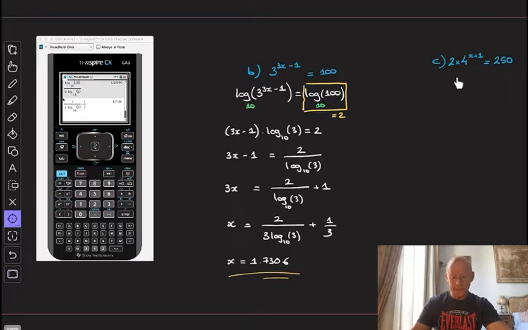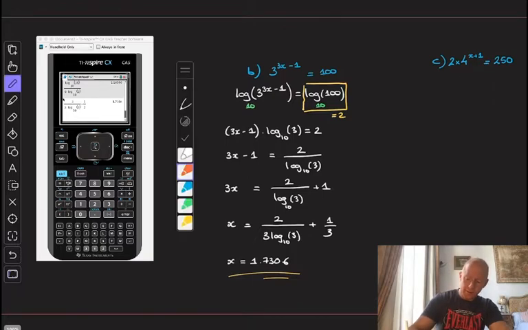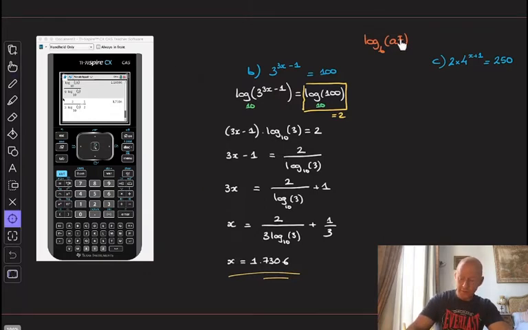It has to look like this, log base b of a to the power of x. That's what it has to look like for you to be able to take the power outside of the logarithm, right? You can't have the 2 inside there as well.